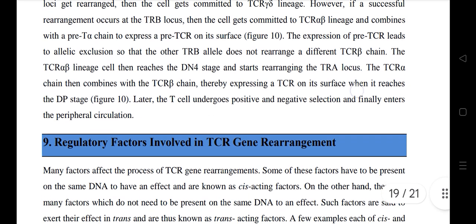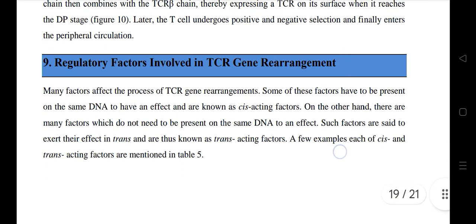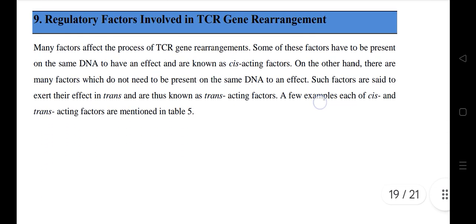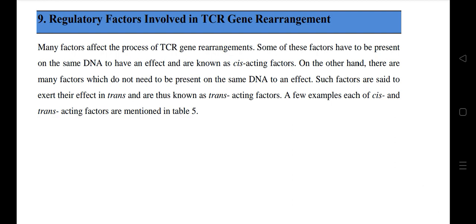Then regulatory factors involved in TCR gene rearrangement. Many factors affect the process of TCR gene rearrangement. Some of these factors have to be present on the same DNA to have an effect, and are known as cis-acting factors. On the other hand, there are many factors which do not need to be present on the same DNA to have an effect. Such factors are said to exert their effect in trans and are known as trans-acting factors. A few examples of cis and trans-acting factors are mentioned.